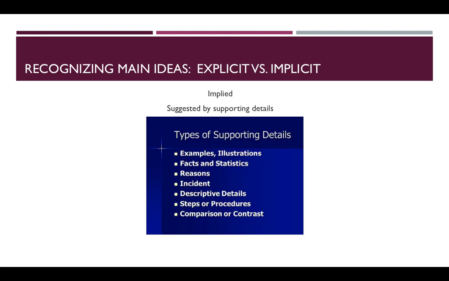Implicit main ideas add to text complexities. Because they are not right there, you have to make an inference. Types of supporting details for implicit main ideas are examples and illustrations, facts and statistics, reasons, incidents, descriptive details, steps or procedures, or comparison-contrast ideas.